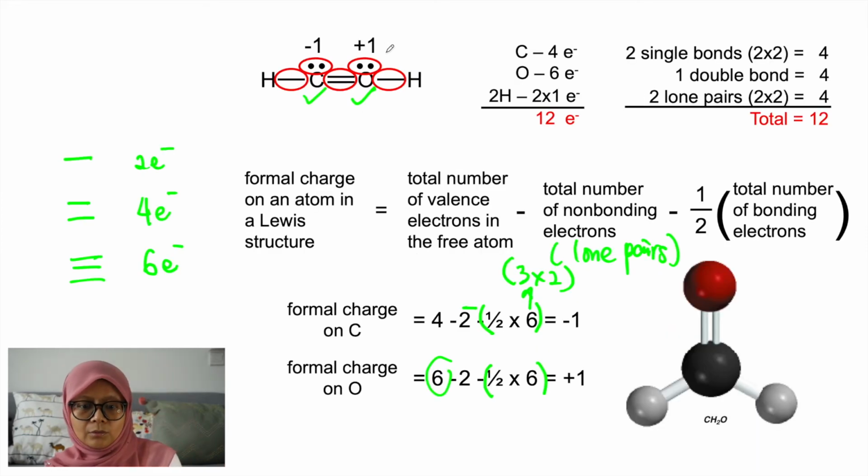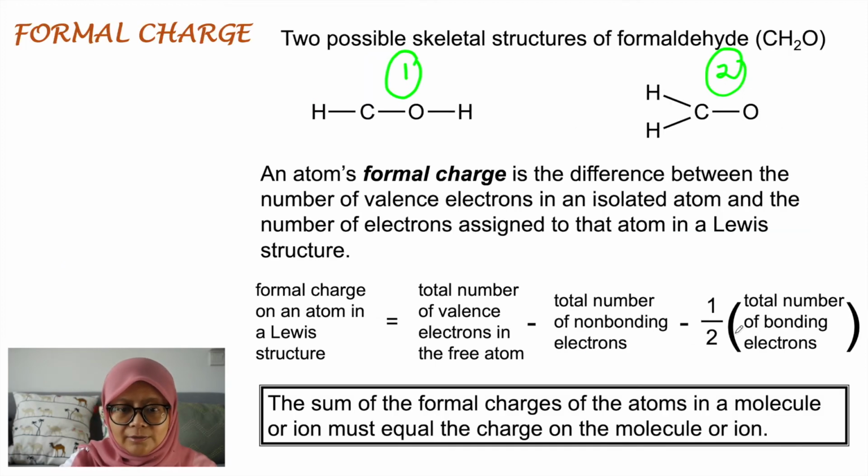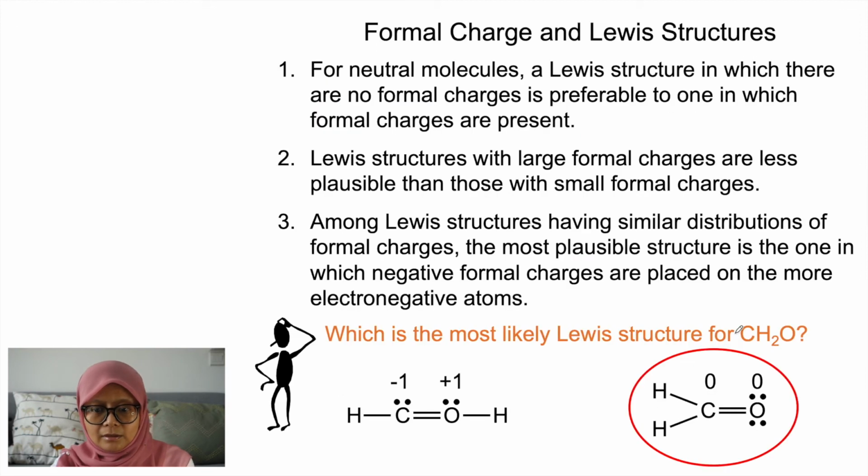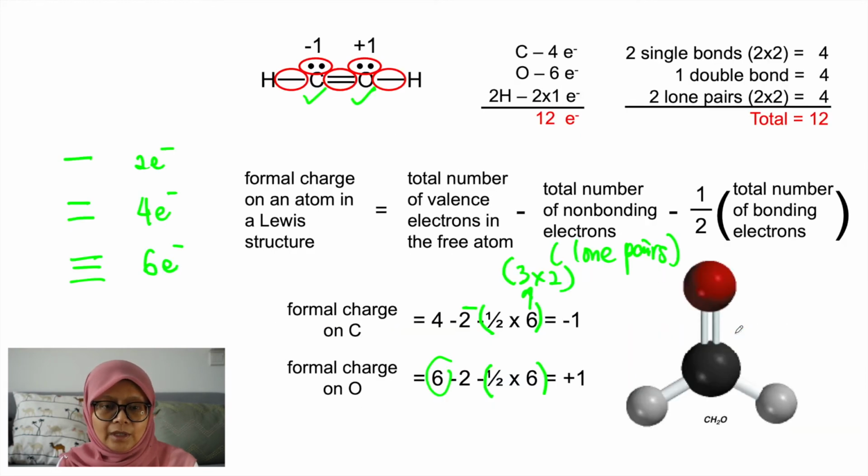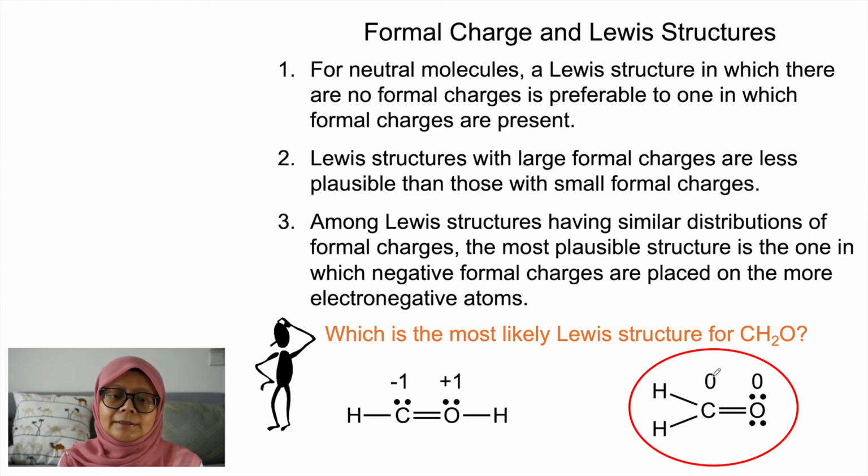So what if we have this kind of skeletal structure? Alright guys, why don't you calculate the formal charge for this structure? You need to identify which one is the most stable Lewis structure, because we have 2 possible skeletal structures for formaldehyde.